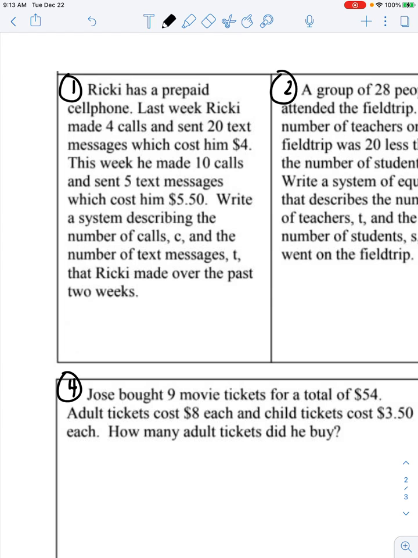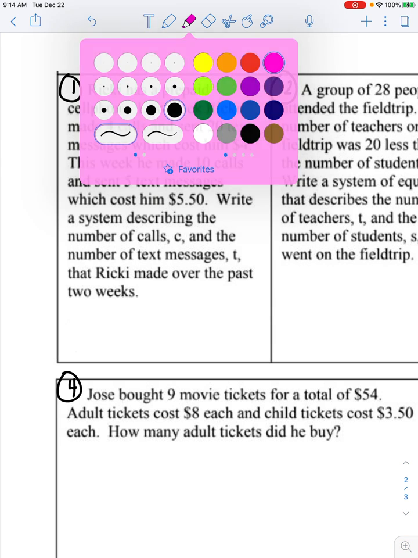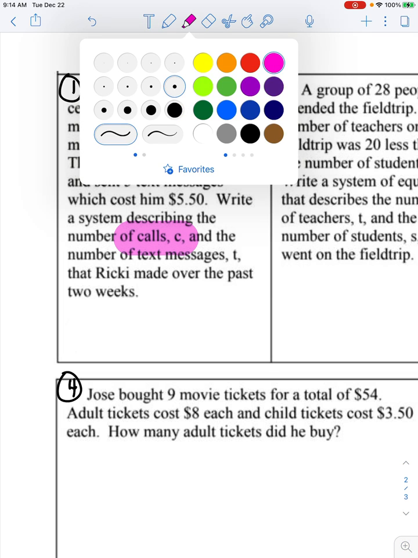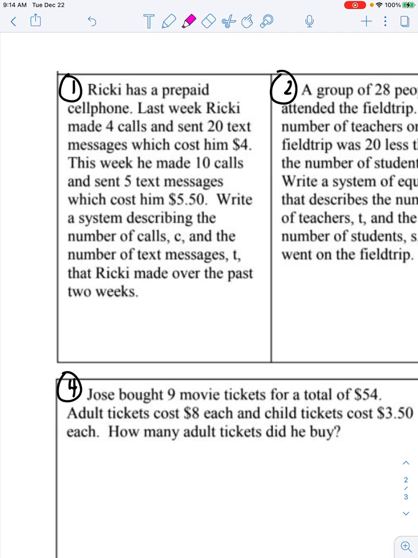Ricky has a prepaid cell phone. Last week, Ricky made 4 calls and sent 20 text messages, which cost him $4. This week, he made 10 calls and sent 5 text messages, which cost him $5.50. Write a system describing the number of calls, C, look at that, they helped us with our first step, and the number of text messages, T, that Ricky made over the past 2 weeks. So they gave us our variables, C for calls, text messages, or T.